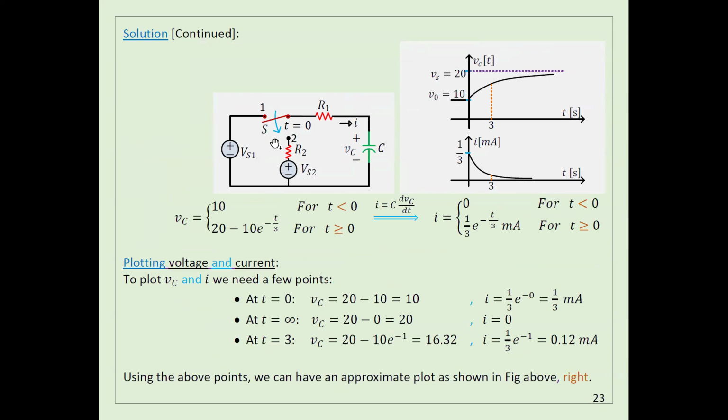So now, this is the initial value. I started from 10. That's why you look here. I started from 10. This is the initial value, and it's going to charge until 20. Same thing here. I started from 1/3 for the current. The current is going to go to 0.